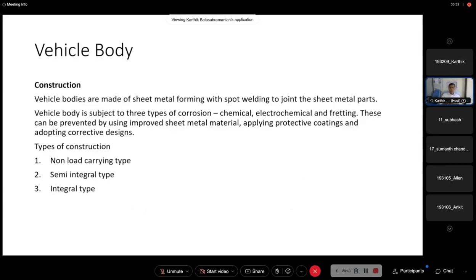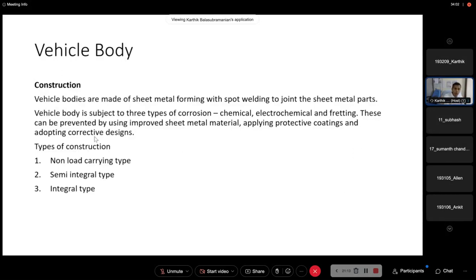That's what we discussed. The non-load carrying type is what we saw in very old vehicles with all the flexible material. Semi-integral type was when the sheet metal bodies came, then when they started riveting them together or bolting them together, that's a semi-integral type. A fully integral type is a unibody where you don't have a separate frame and vehicle body. It's all combined together in one single unit.